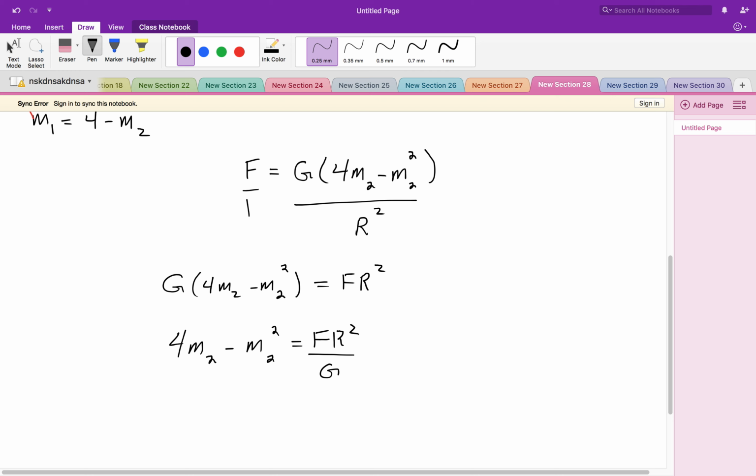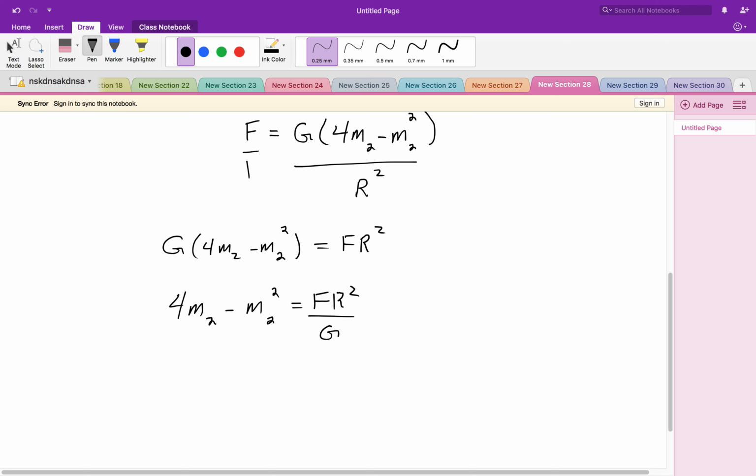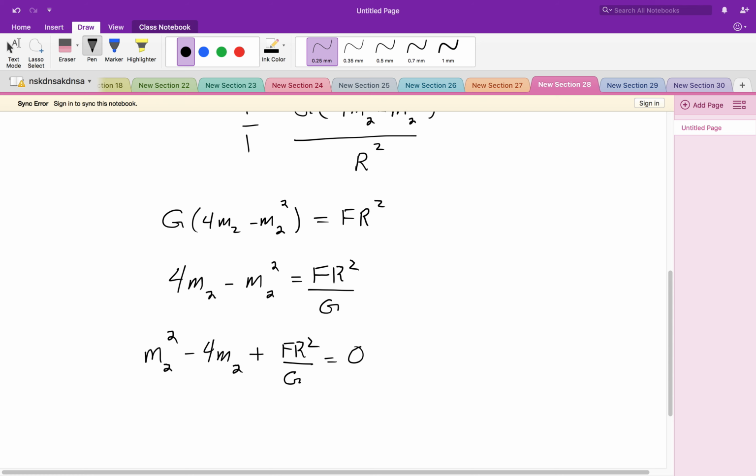And now I'm going to bring everything over to the right-hand side. So we're going to get m2 squared minus 4m2 plus F r squared over G equal to 0. And this is a quadratic equation because the unknown is m2, right? So you can almost, if you want, think of this as like x here.